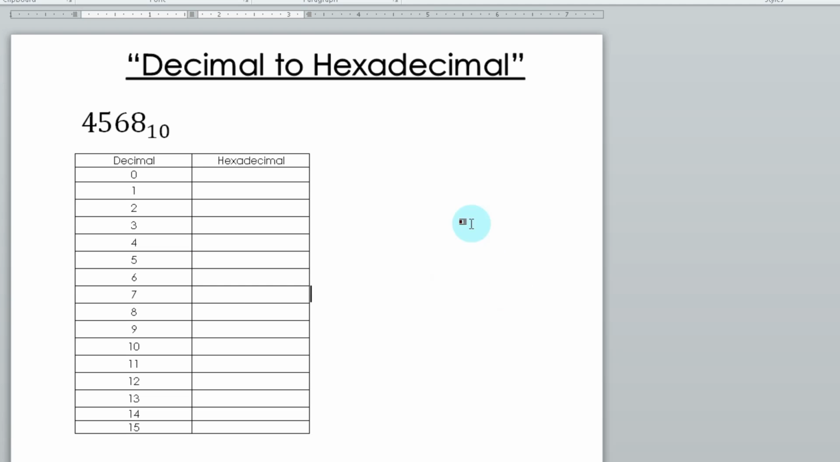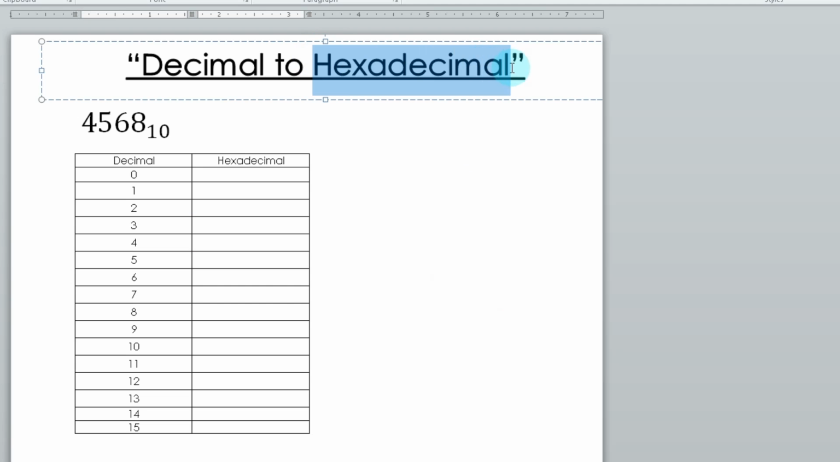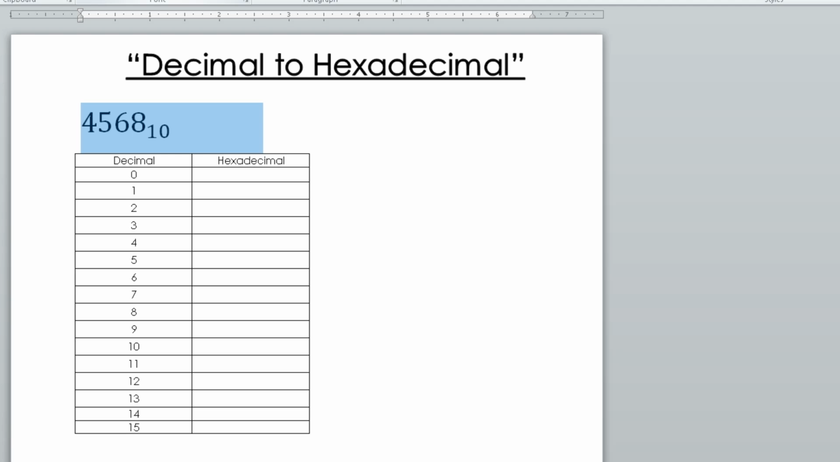Whereas hexadecimal is composed of two words, hexa, which means 6, and decimal, which I said earlier means 10. If you add them, it will be equal to 16. So in short, hexadecimal is a base 16 system. What we are going to try to convert is this 4568, which is a decimal, into its hexadecimal number.